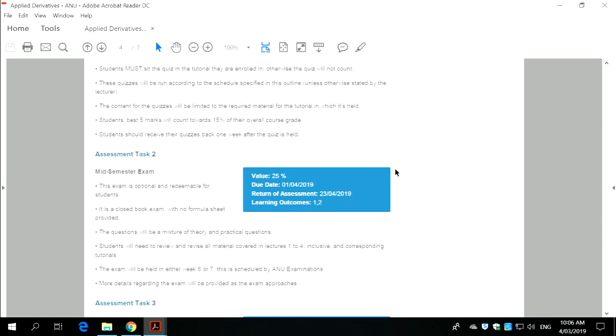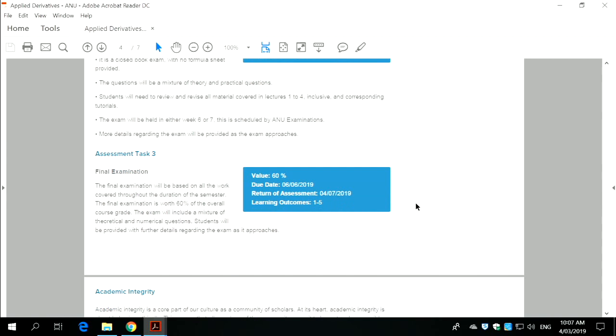We also have a mid-semester exam, which accounts for 25% of your overall assessment. This mid-semester test is redeemable, which means if you do badly in it but do better in the final exam, then your mid-semester test doesn't count. But I would still highly recommend you attend your mid-semester test because it's easier to prepare for. It's an easy mark to get.